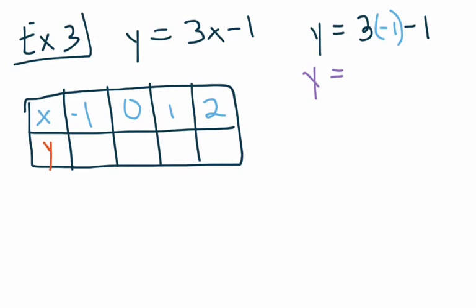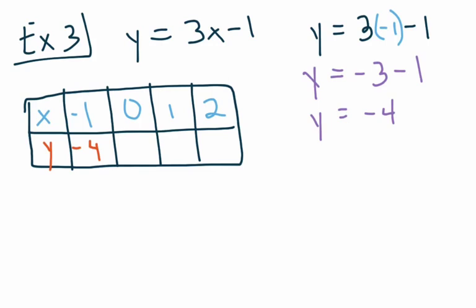So I have y is equal to 3 times negative 1 gives me negative 3. Negative 3 minus 1, and that gives me y equals negative 4. So my first y value is going to be negative 4. Now I have to repeat that same process for the other 3 x values in this table. So I would want you guys to show all 4 of these equations written out so that I can see your work on how you got every single y value on the bottom of this table.